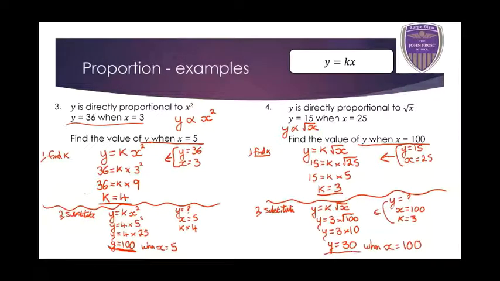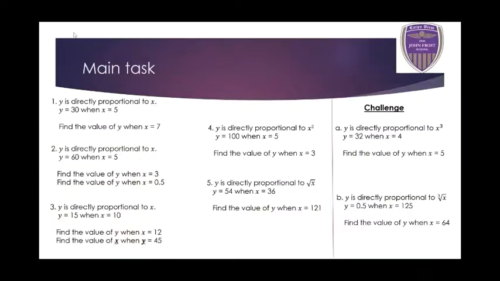Job done. Okay? So for all these questions, first you need to find the constant k. And then you're going to read the second part of the question. You need to find if you're finding y or x. You need to substitute your given value with the constant to find the missing value. Okay, so let's have a look at the main task now.